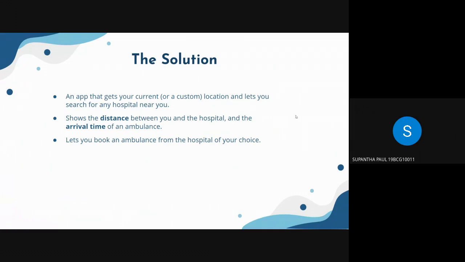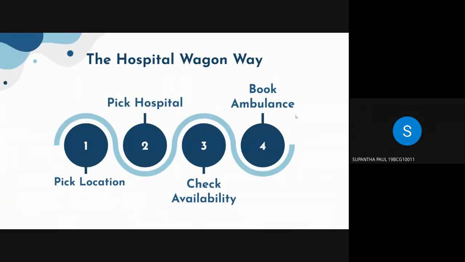The solution to this problem is an app that gets our current location or even a custom location, and lets us search for any hospital near us. We show the distance between us and the hospital, and we also show the arrival time of the ambulance, so we know exactly when the help is coming. And the app also lets you book the ambulance from the hospital of choice. So this is the Hospital Wagon way of booking an ambulance.